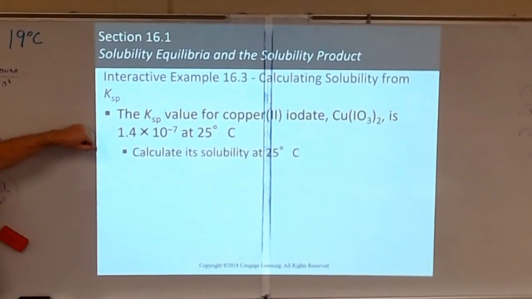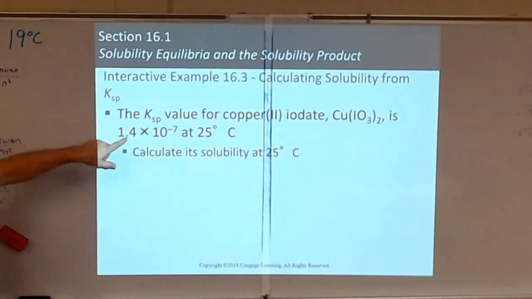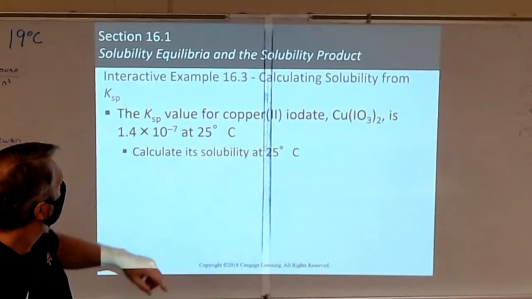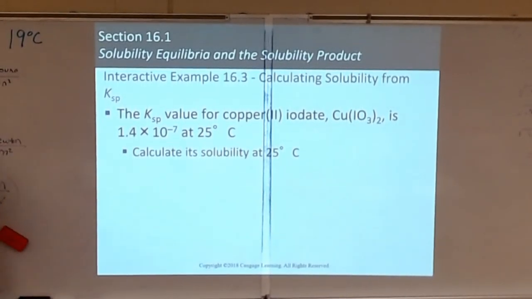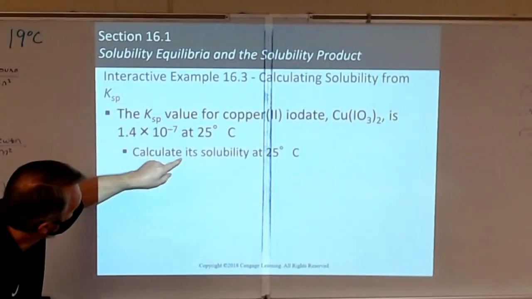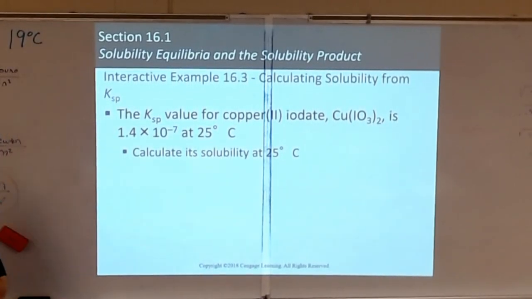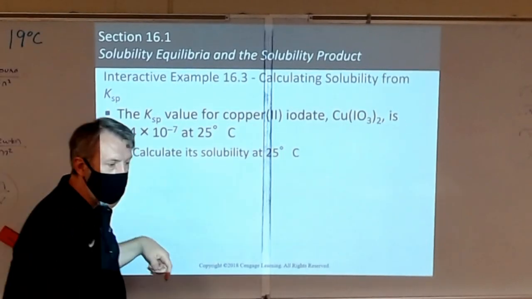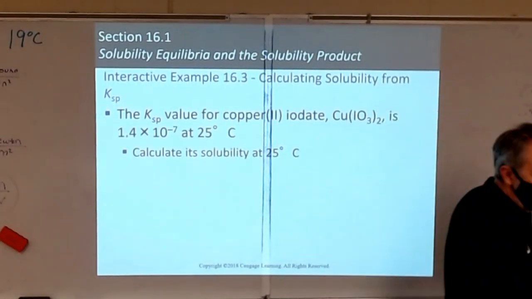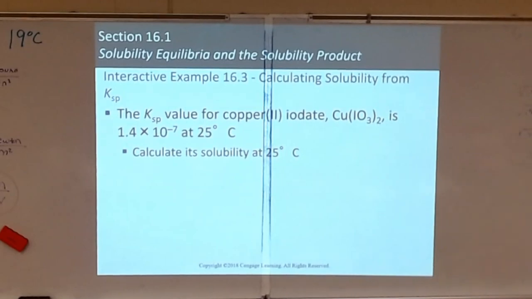The KSP value for copper 2 iodate is 1.4 times 10 to the minus 7 at 25 degrees Celsius. Guess what? I gave you the KSP. Now I want you to tell me its solubility. Based on the KSP, tell me how much I might expect to dissolve.